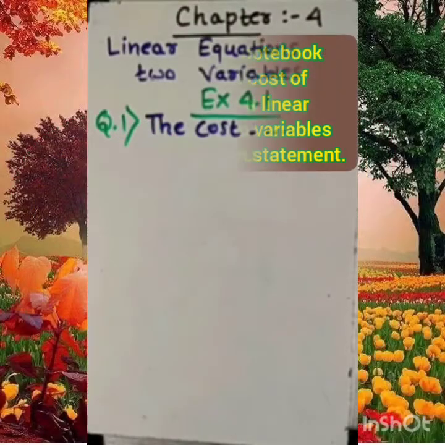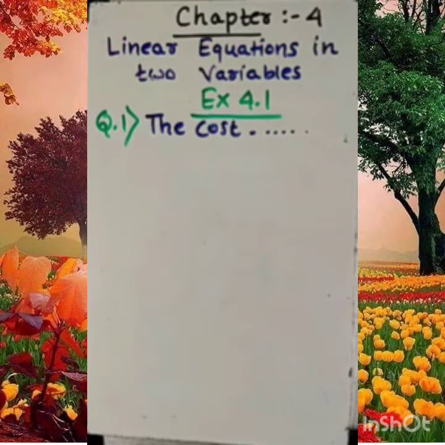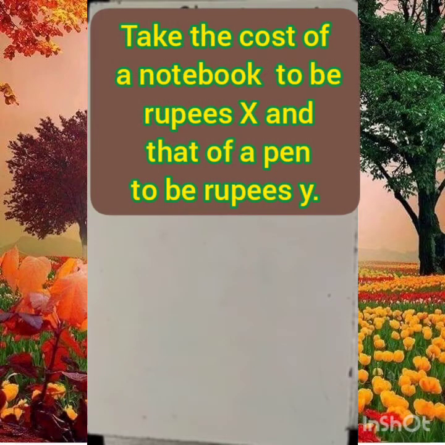First question: the cost of a notebook is twice the cost of a pen. Write a linear equation in two variables to represent this statement. Beside this, dear student, we are given something in bracket also for the hint. Take the cost of a notebook to be rupees X and that of a pen to be rupees Y.